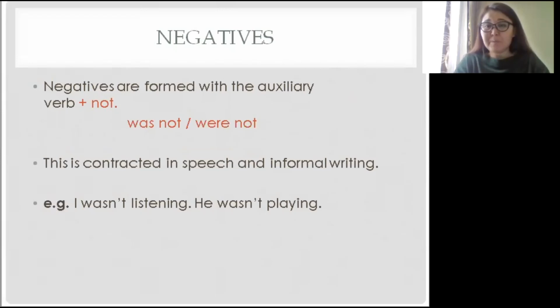Negatives are formed with the auxiliary verb plus not. So, was not for singular, were not for plural. This is contracted in speech and in informal writing. I wasn't listening, he wasn't playing. So please be careful using such kind of contractions in formal speech and academic writing.